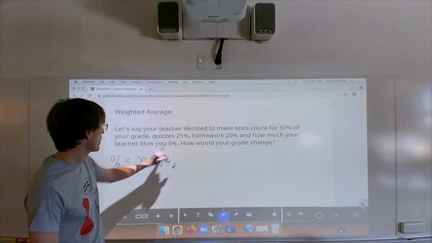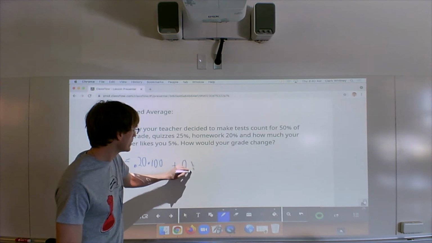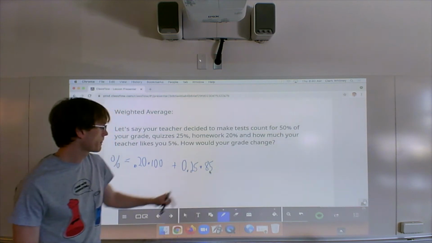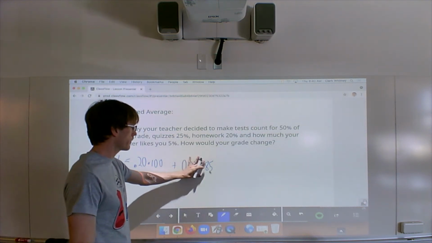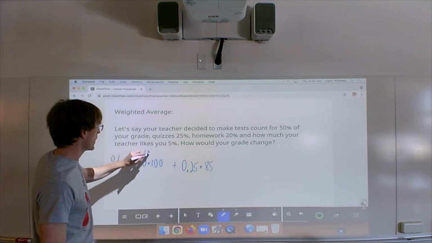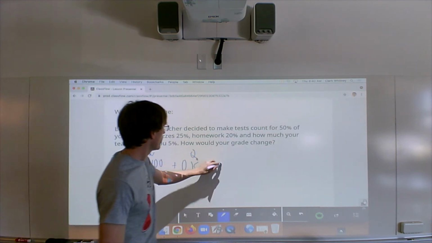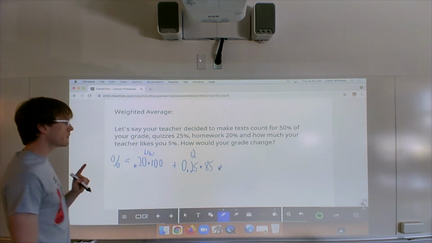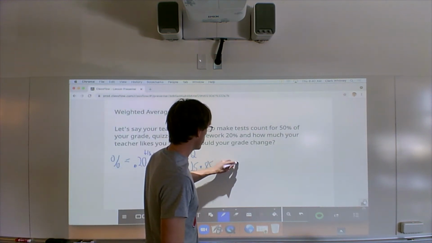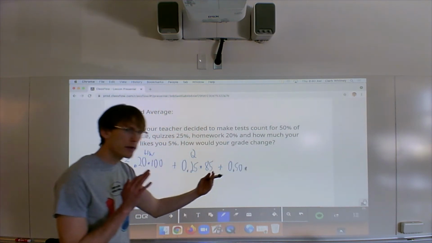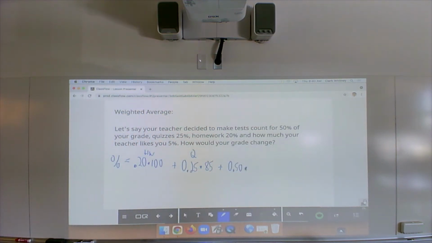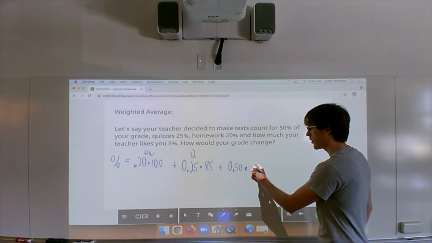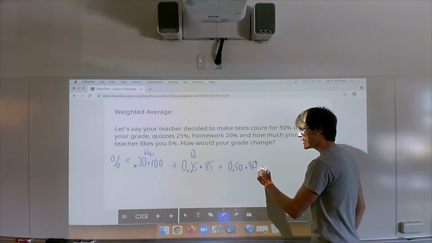So we're going to say a quarter, 0.25, times your 85% average on quizzes. All right, that's the component from your quizzes. So this is HW, this is Q, plus 50% of your grade is tests. And 50% of your grade would be 0.50 times how well you did on your tests. You scored 80% on your tests overall. So we have our 80 here.